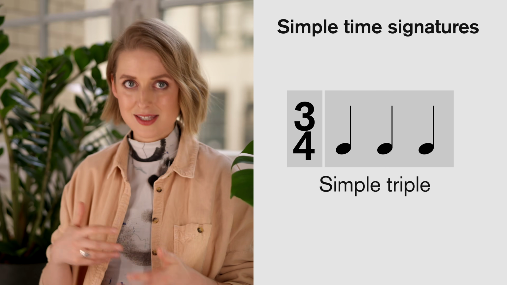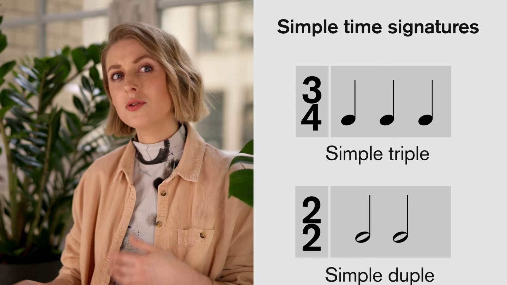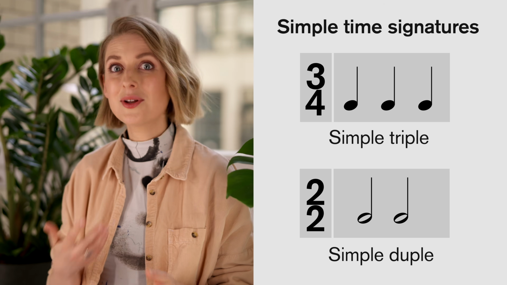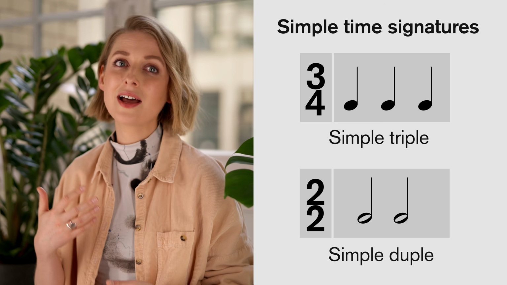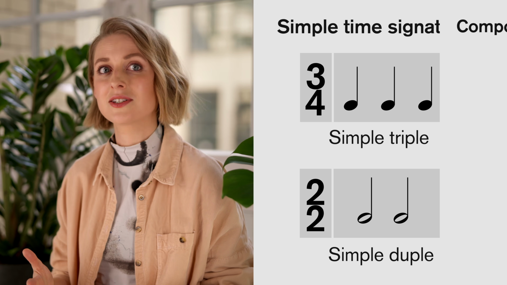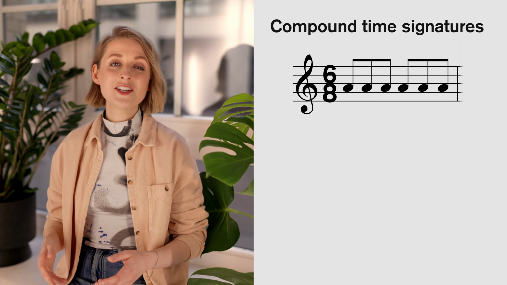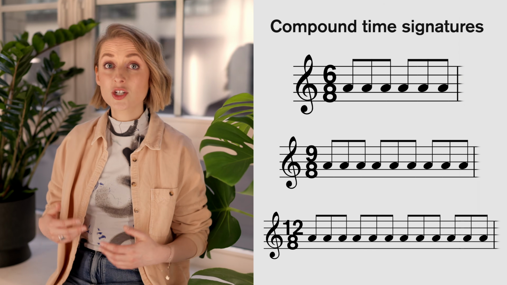We've covered simple time signatures so far. I'm not just saying they're simple, that's literally what they're called in music theory. So 3/4 is simple triple time, 2/2 is simple duple time. You get the idea. Let's look now at the next category, which is compound time signatures. These are time signatures like 6/8, 9/8 and 12/8.